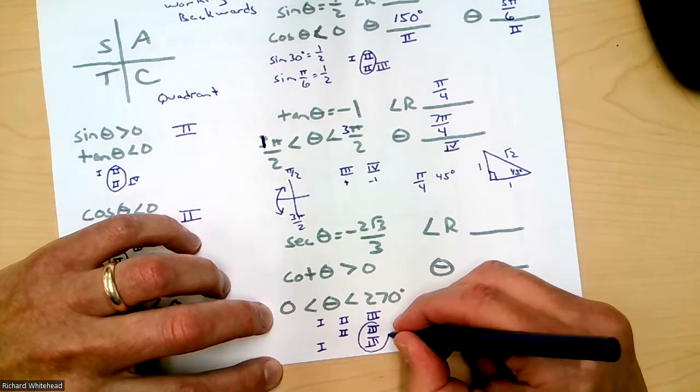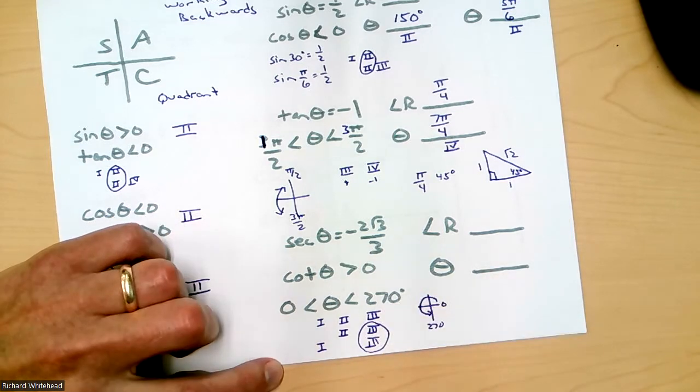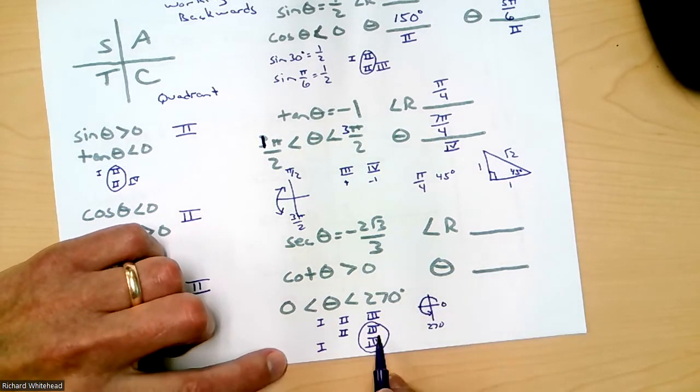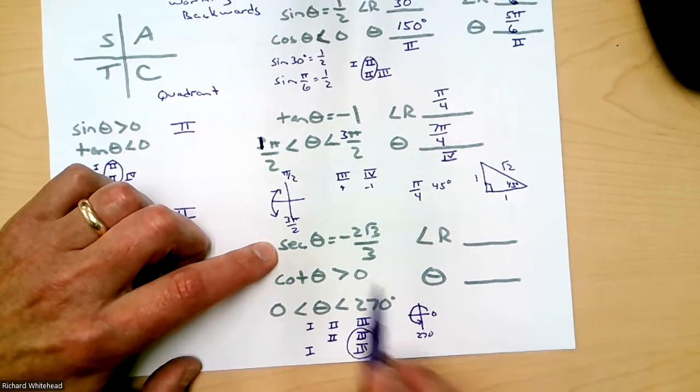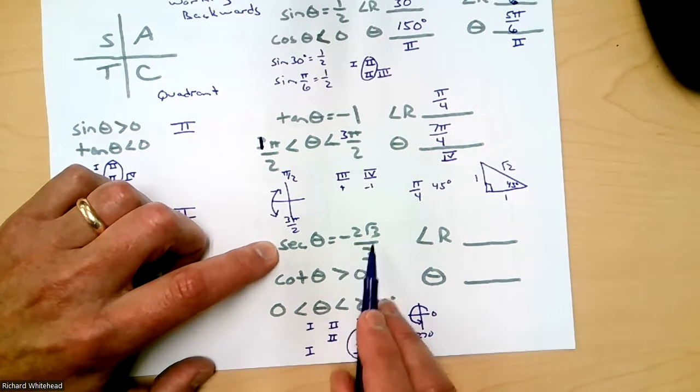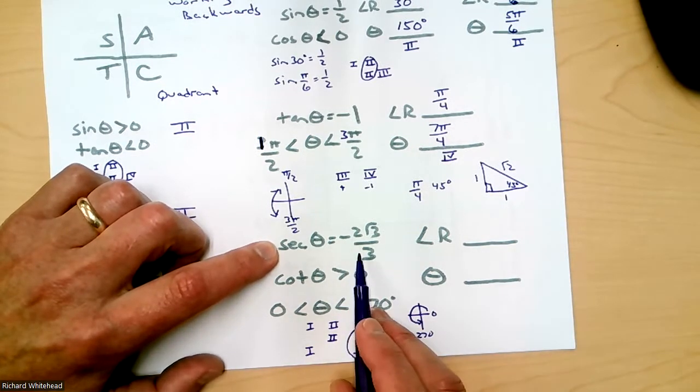So our only answer is going to be in the third quadrant. Okay, now the tricky part. When is secant negative 2 root 3 over 3? I'm thinking, what the heck?